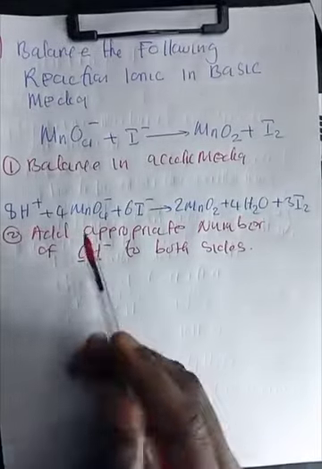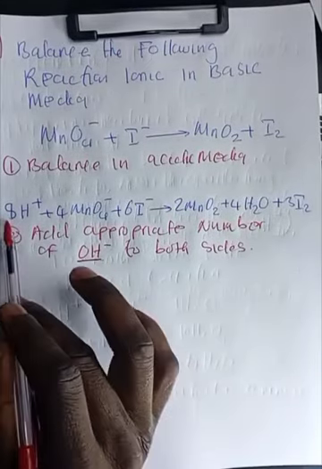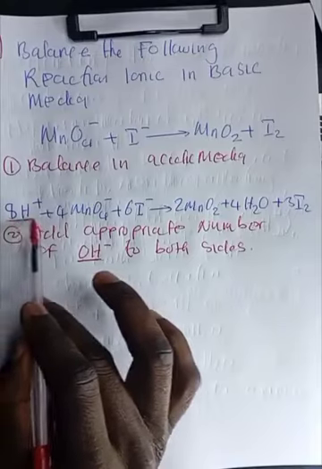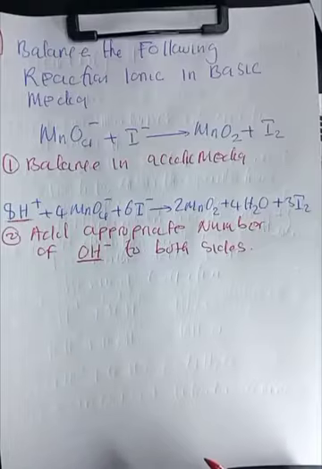Then the number of hydroxide ions to add depends on the number of hydrogen ions that we have. So how many hydrogen ions do we have in this particular reaction? Type up quickly. There are how many?